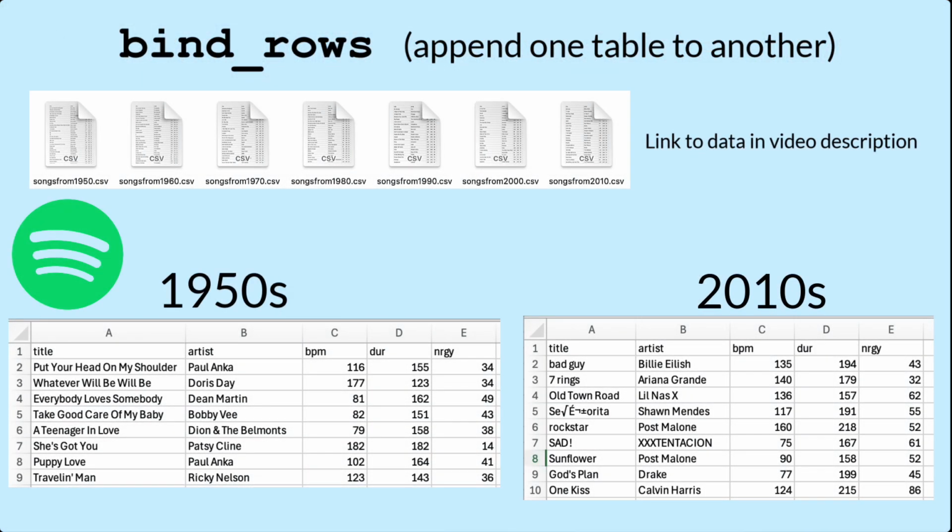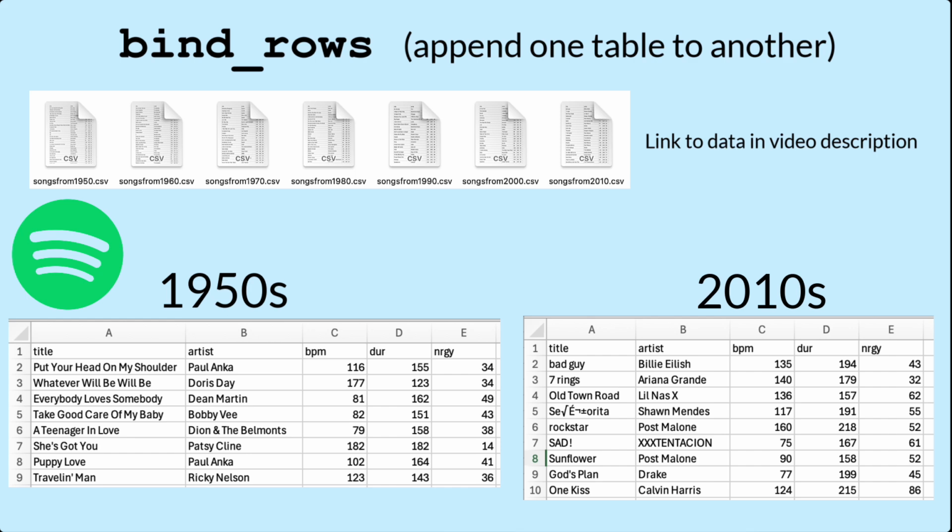So let's look at a collection of data files that come from Spotify. Each of these data files contains information about some of the more popular songs of the decade. And we have a file for each decade from the 1950s to the 2010s. And you can find a link to these files in the description of this video.